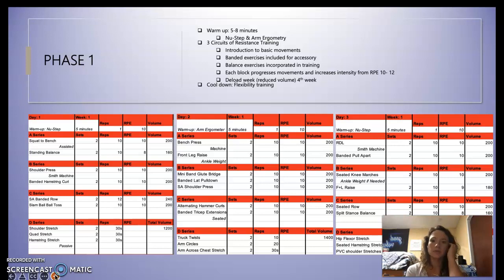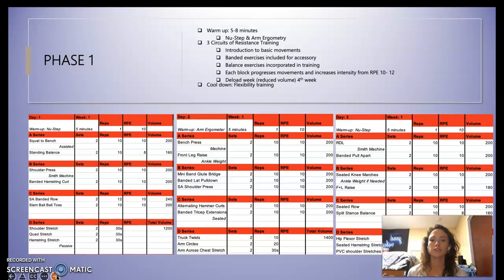So this is phase 1, and as you can see, the warm-up is approximately 5 to 8 minutes, 5 in the beginning, progressing to as much as 8. I kept it with the NuStep and arm ergometry in this phase, strictly because the NuStep provides cerebral palsy patients the ability to push themselves, despite maybe hindrances in range of motion, and arm ergometry is just another method that he can use that's going to reduce the training monotony in his program.